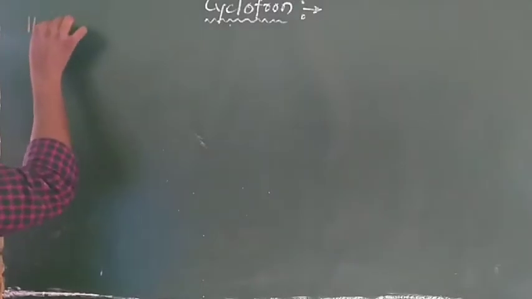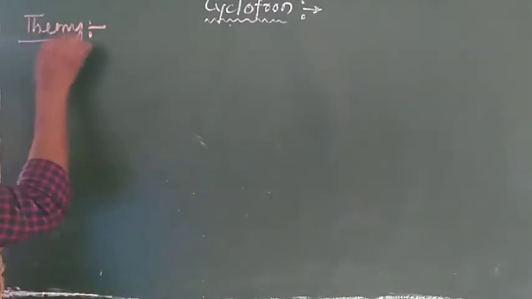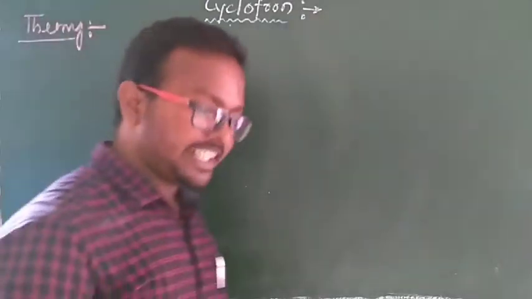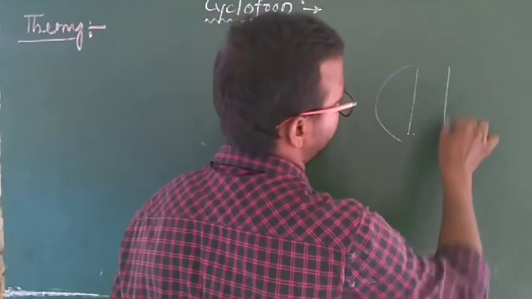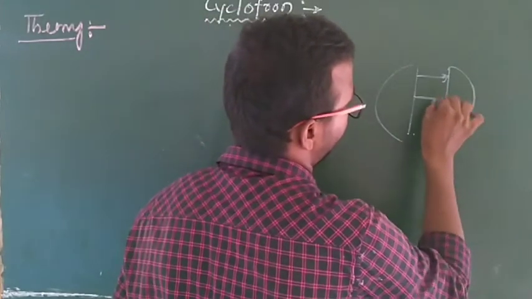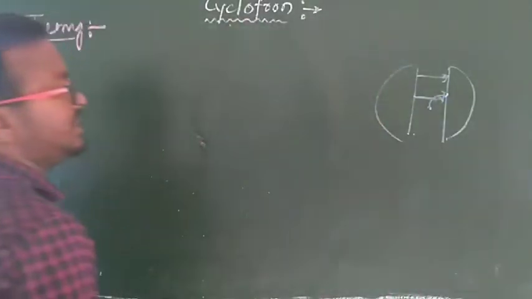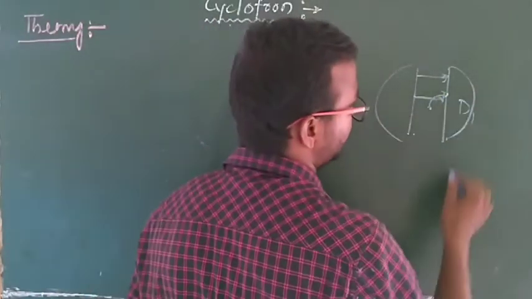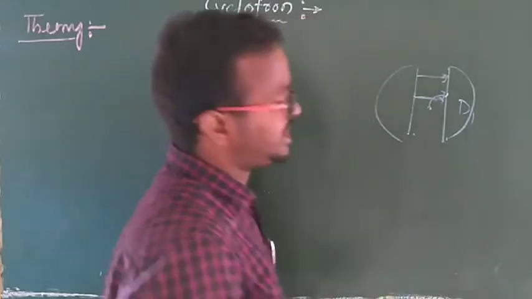What is the theory of the cyclotron? When a charged particle enters this D, the other D is under the action of an electric field; there is a source. When the charged particle enters this D1, there is no electric field, but there exists a magnetic field.